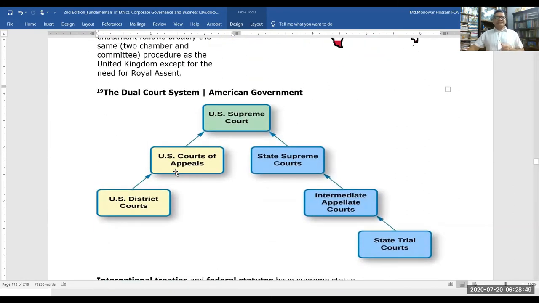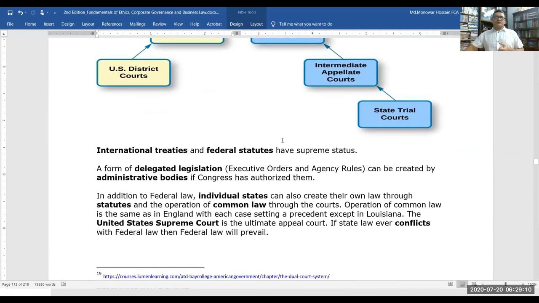So the United States has a dual court system. Look here: this is the U.S. District Court, U.S. Court of Appeals, and then the Supreme Court, and the State Trial Court, Intermediate Appellate Court, State Supreme Court and U.S. Supreme Court.